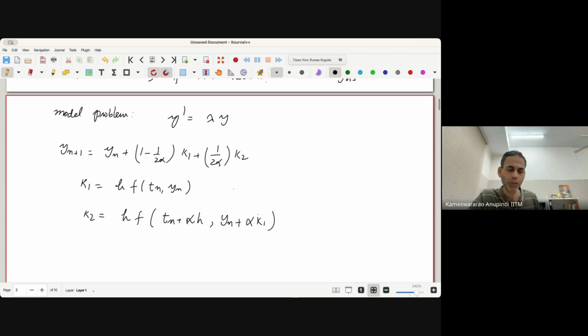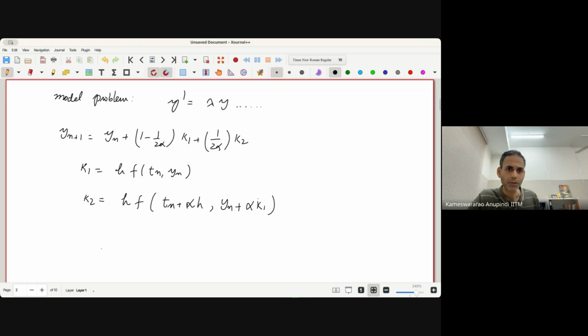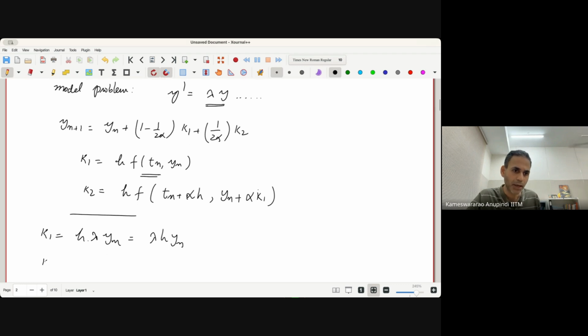Okay, so now I want to solve it for this particular model problem. For the model problem I have, my k1 is going to be h times f of tn and yn. F of tn and yn is my lambda y. The right hand side is only a function of y in this case. There is no dependency on t. So f of tn and yn is nothing but lambda times yn. Okay, that means k1 is lambda h yn.